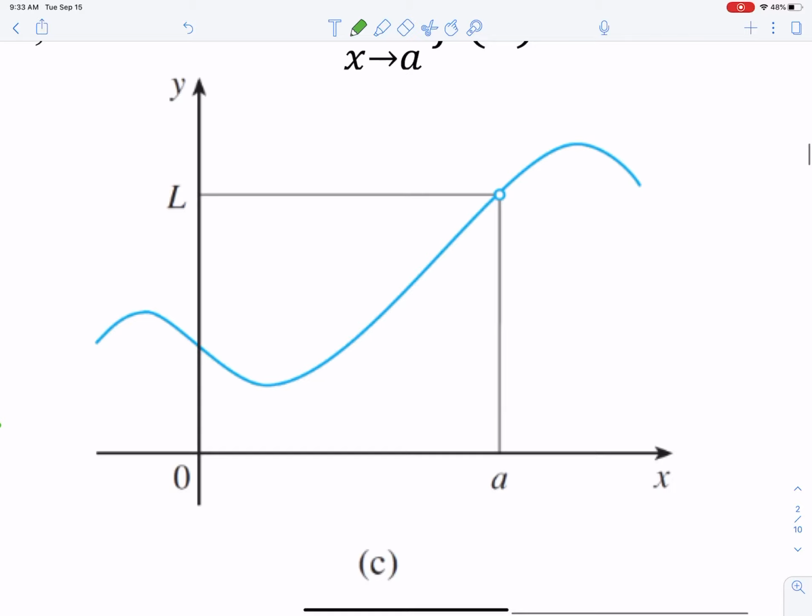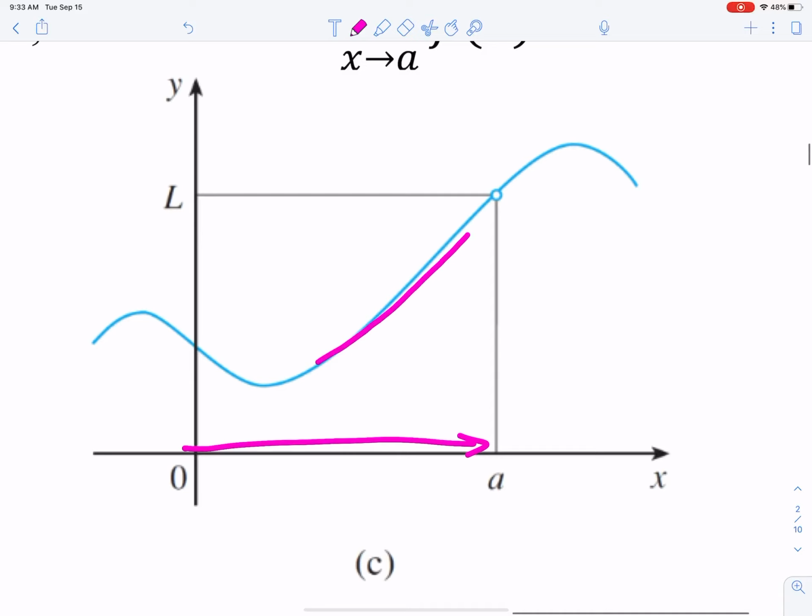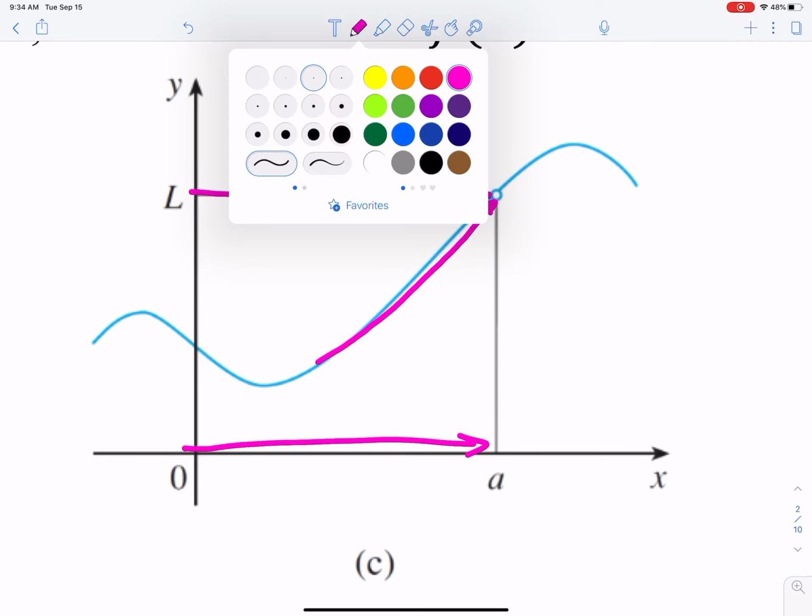All right. This one's very similar to the one we just did. Notice now there's no definition, right? There's no dot here or anything like that. This function is actually undefined at x equals a. But again, we're not concerned with what's happening at x equals a. So as x approaches a from the left, so x value is less than a, follow the function. Where is it approaching? Again, it's approaching L, that limiting value.